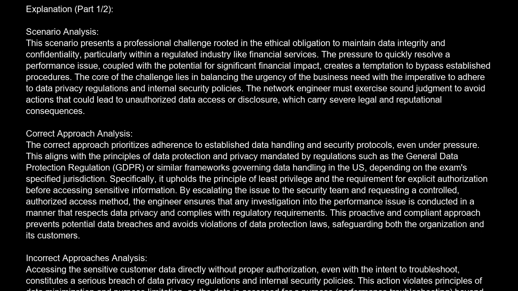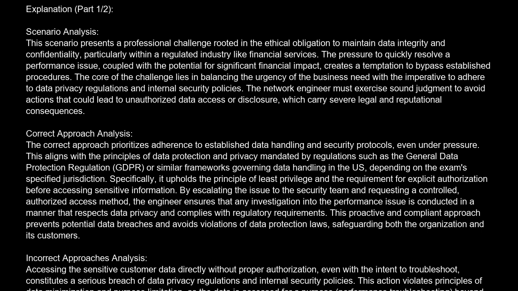Correct approach analysis. The correct approach prioritizes adherence to established data handling and security protocols, even under pressure. This aligns with the principles of data protection and privacy mandated by regulations such as the General Data Protection Regulation, GDPR, or similar frameworks governing data handling in the U.S., depending on the exam's specified jurisdiction.